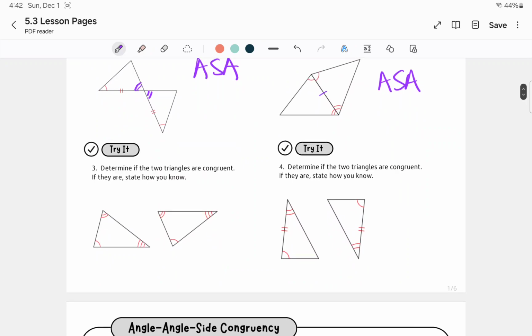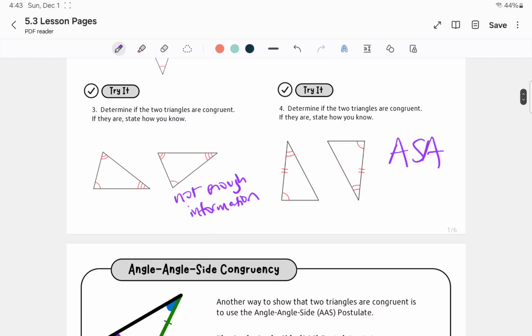All right, so hopefully you've paused the video. Number 3 has 3 angles, right? Angle, angle, angle, angle, angle, angle. So that doesn't let us know congruency. This one is not enough information. And now for number 4, we have an angle, a side, and an angle; a side, and angle, right? 2 angles with the side in between. If they're congruent, then the entire 2 triangles are congruent to each other.